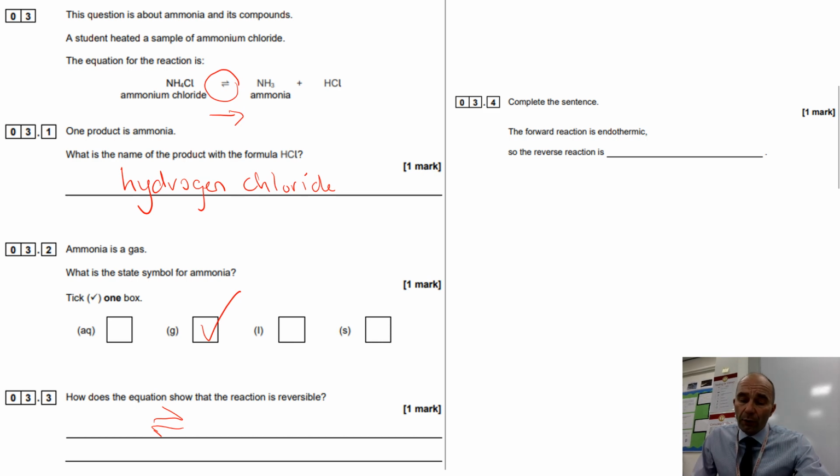And then 3.4, you need to complete the sentence. The forward reaction is endothermic, so the reverse reaction is what? Well, if the forward reaction is endothermic, the reverse reaction has to be the opposite. Exothermic is our only option in this case.